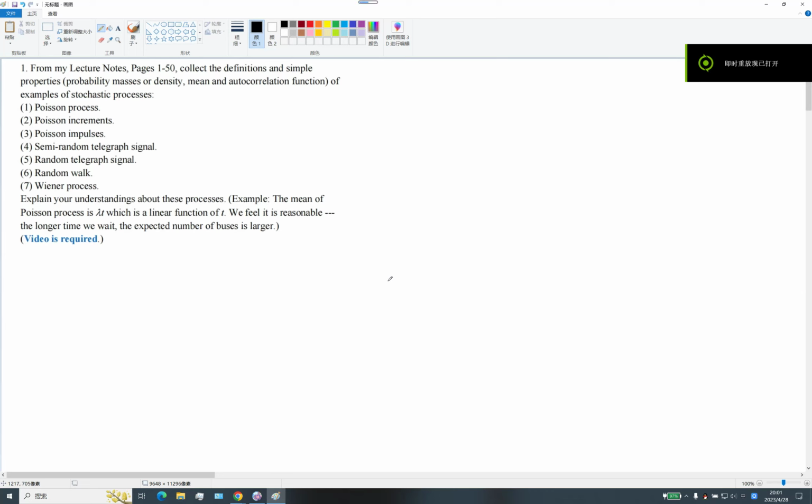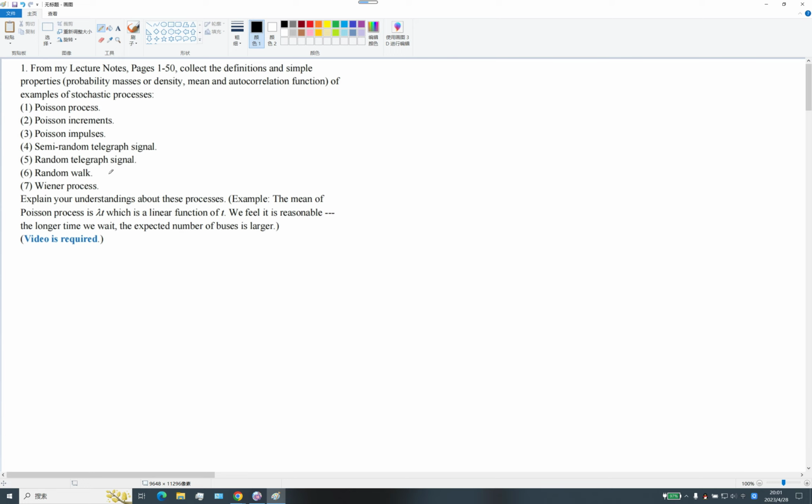Hello, this is question 1 of homework 10, and the question is to find some definitions and simple properties of these processes. So we can first look at the Poisson process.